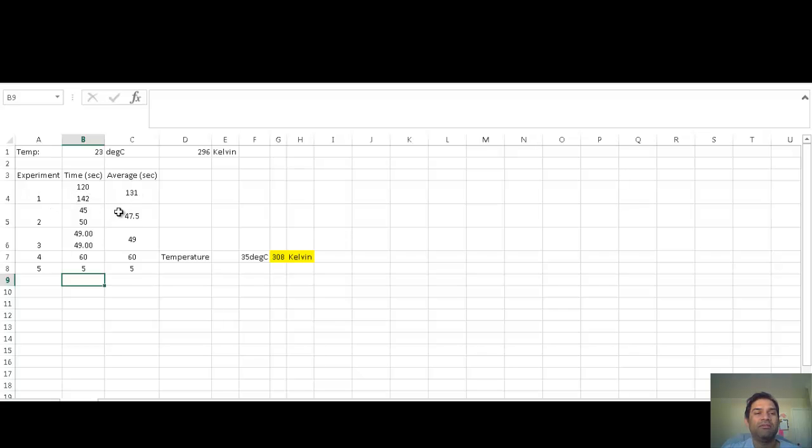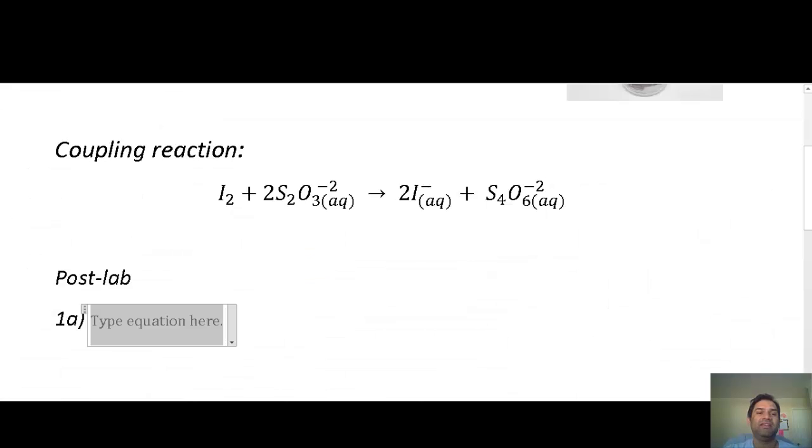In experiments 1, 2, and 3, we varied the concentration of the reactants. We did this twice, so you got an average. My temperature in the room was about 23 degrees when we did this experiment. Remember, the 4th experiment was done at a higher temperature, and the 5th experiment was done when we added a couple of drops of copper sulfate, which served as the catalyst. So we're going to calculate the initial rates for 1, 2, and 3 using the averages.